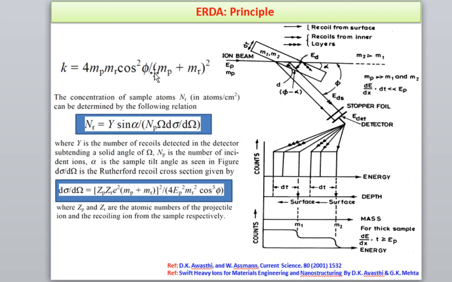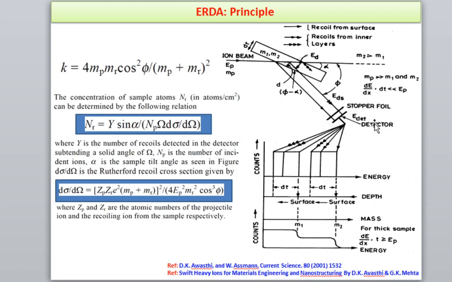The recoil angle is phi. Here this projectile is falling on the sample, which is a target. In the target there may be several masses, m1, m2, m3, m4. When this projectile is falling on the sample, the condition is that m2 should be greater than m1, meaning the target mass should be greater than the projectile mass, so mr should be greater than mp. When the projectile falls on the target, it will transfer its energy; an elastic, head-on collision will take place between the projectile and the target atom. Then the target atom will move into the forward direction.